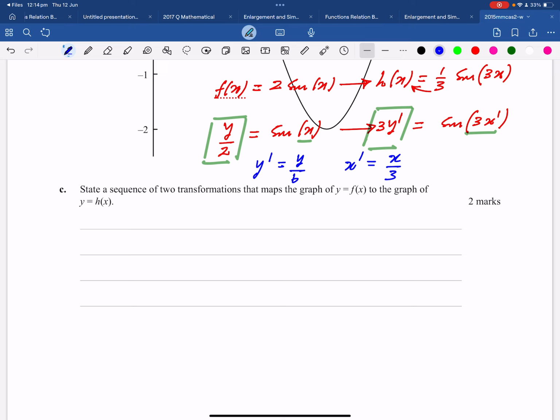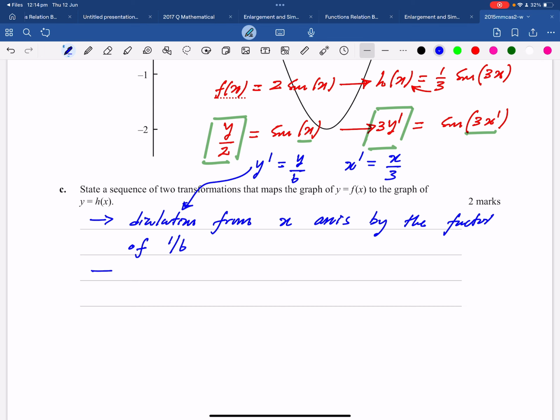Now we are going to write the sequence of transformations based on these two pieces of information we have obtained. The first one would be a dilation from the x-axis by a factor of 1 divided by 6. It involves y, and that is straight away coming from here.